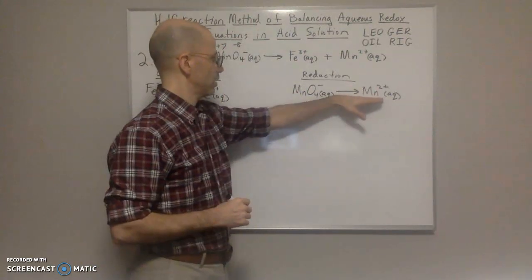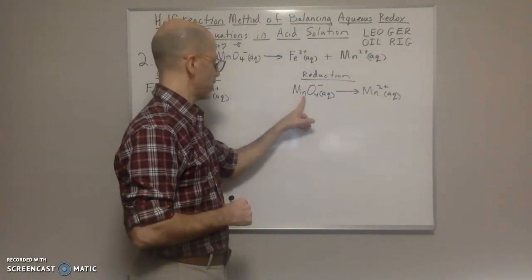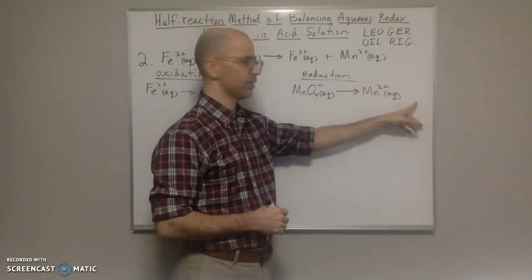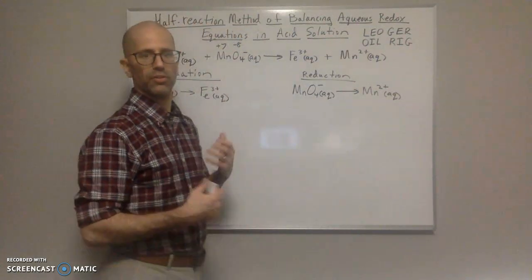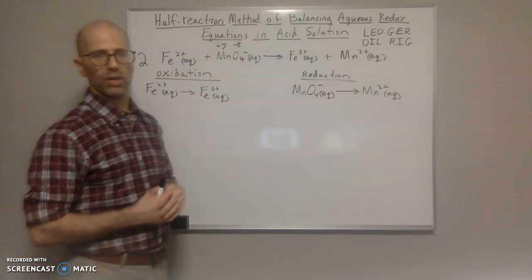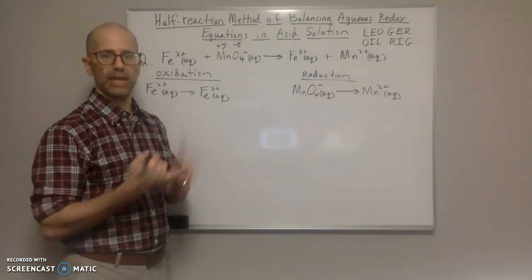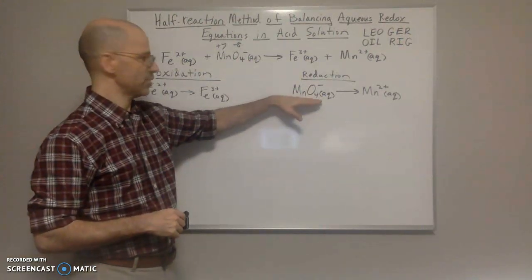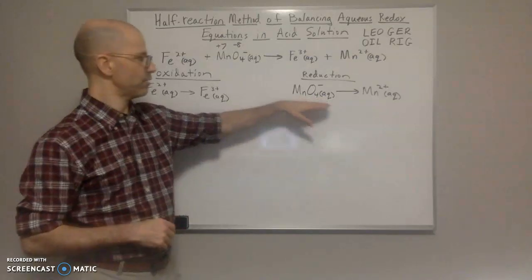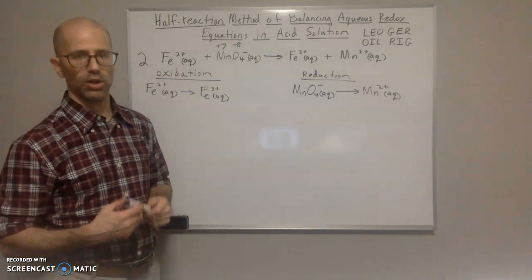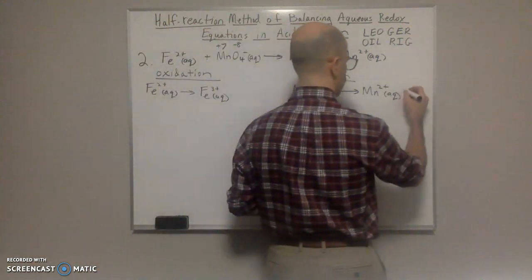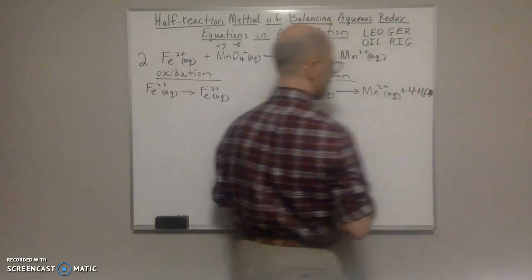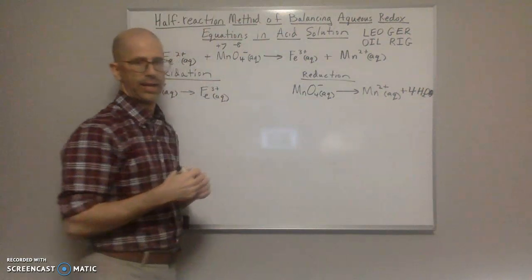Now over here, we have to do something different. Here I have 1 Mn here and 1 Mn here. That's balanced. But look, I have oxygen here and no oxygen here. So this is where the acidic solution comes in. We have water and we have H+ ions, so we're going to use those to balance our equation. Since we have 4 oxygens over here, we need 4 oxygens over here. So we're going to use the water to balance the oxygen. We're going to add 4 H2O liquid on that side to balance the oxygen.